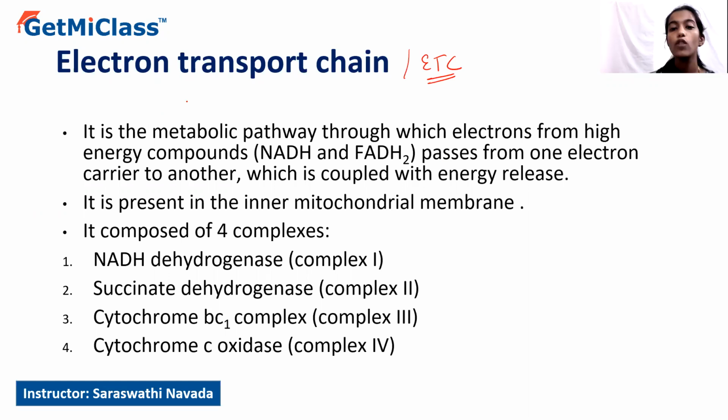Okay, so the electron transport chain can be defined as a metabolic pathway through which electrons from high energy compounds such as NADH and FADH2 pass from one electron carrier to another, which is coupled with the energy release. So this process is called the electron transport mechanism or electron transport chain. And this particular mechanism occurs in the inner mitochondrial membrane.